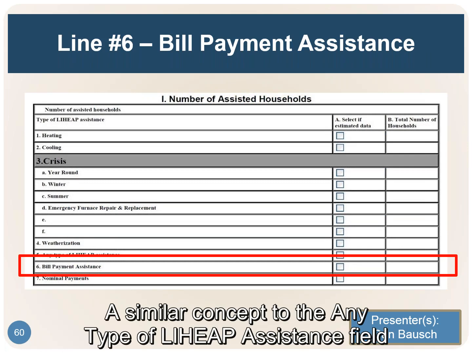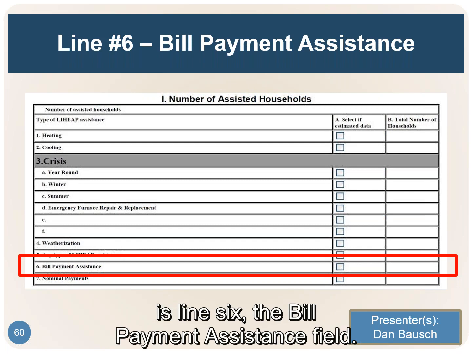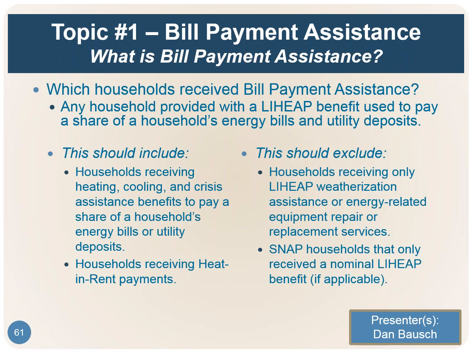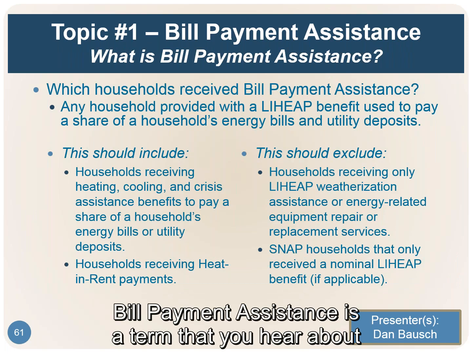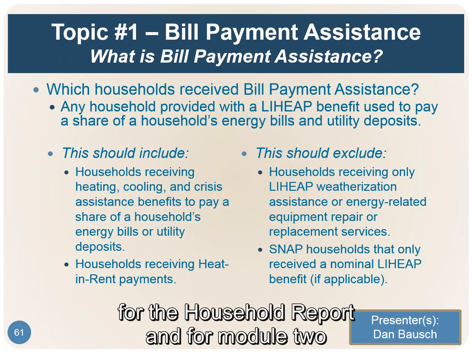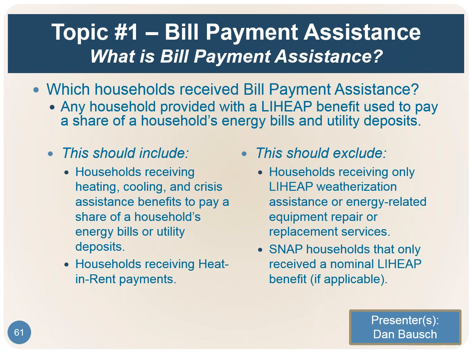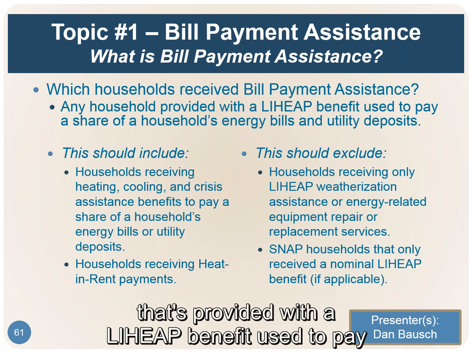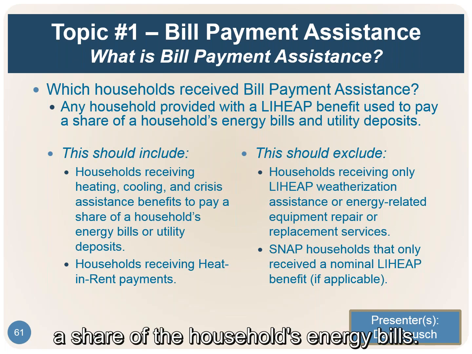A similar concept to the any type of LIHEAP assistance field is line 6, the bill payment assistance field. Bill payment assistance is a term that you hear about for the household report and for Module 2 of the performance data form. Bill payment assistance is defined as a household that's provided with a LIHEAP benefit used to pay a share of the household's energy bills.